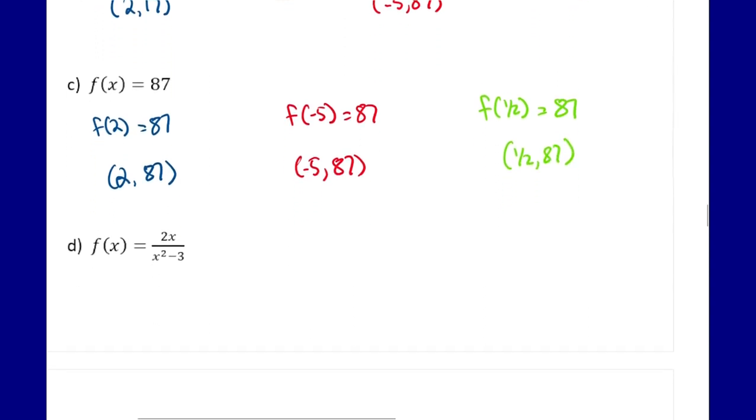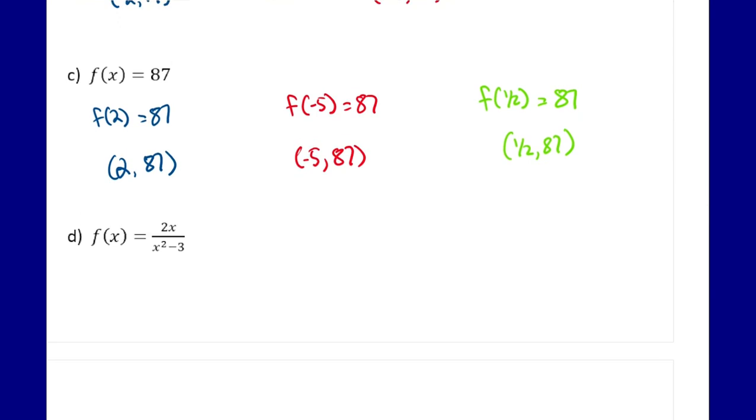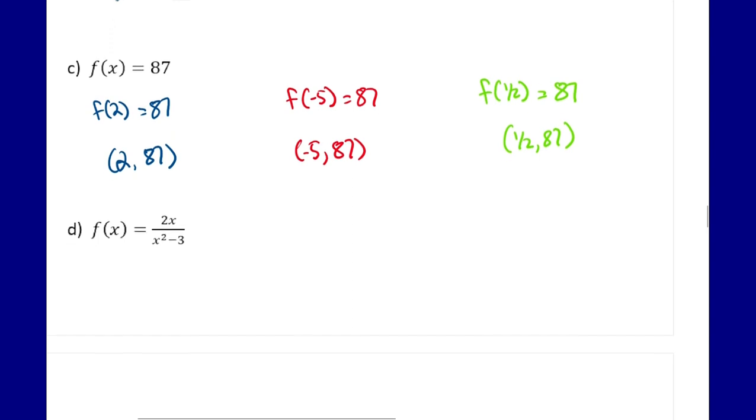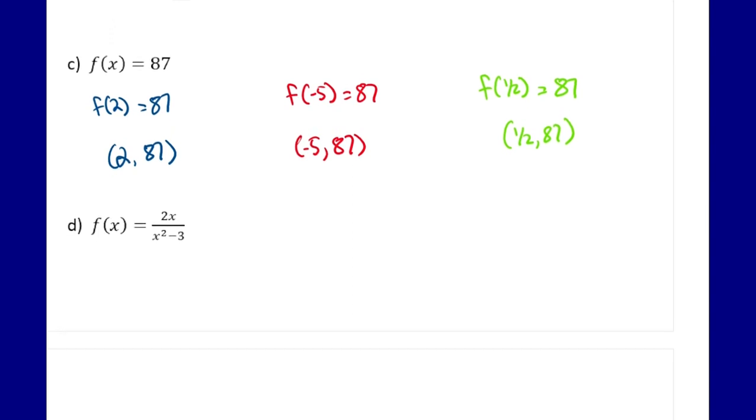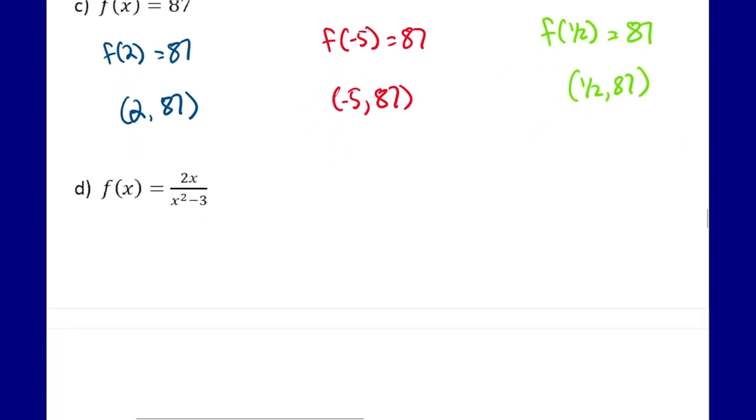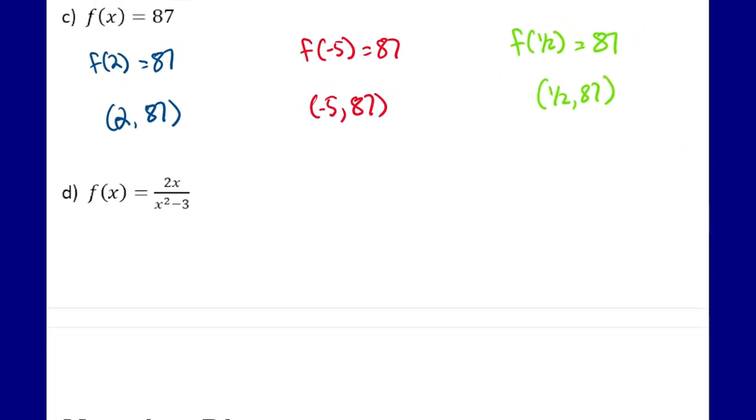So try to go through the last one on your own, right? Go through the different values, f at 2, f at negative 5, f at 1/2, and see if you're able to basically plug in and calculate using this new function, f at x is equal to 2x divided by x squared minus 3. So pause the video, try this on your own, and we'll come back with the answers.